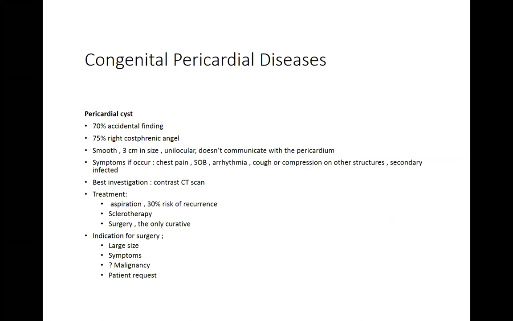Congenital pericardial disease, we have what you call a pericardial cyst. This is 70% an accidental finding. Most commonly it happens in the right costophrenic angle. It's smooth, 3 centimeters in size, uniloculated, and does not communicate with the pericardium. If symptoms occur, which are usually chest pain, shortness of breath, arrhythmias, cough, or compression of other structures, and sometimes it can cause secondary infection, the best investigation is a contrast CT scan.